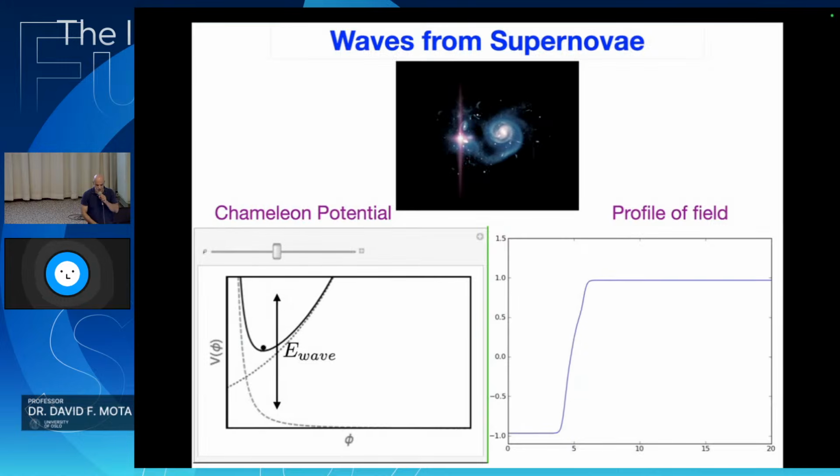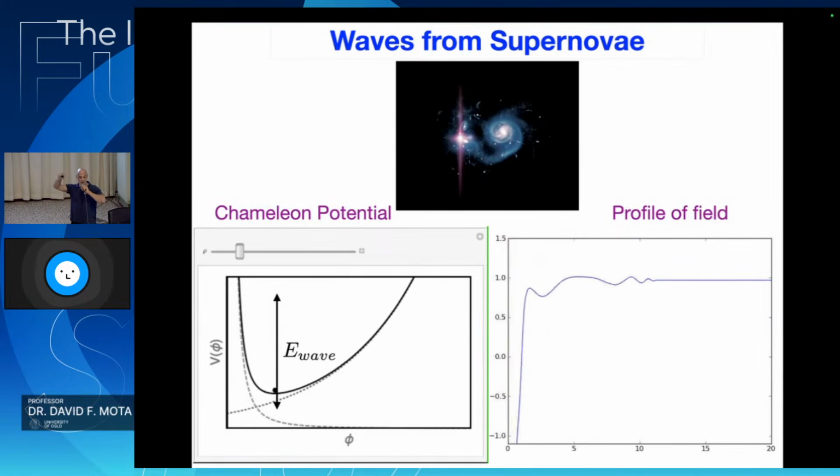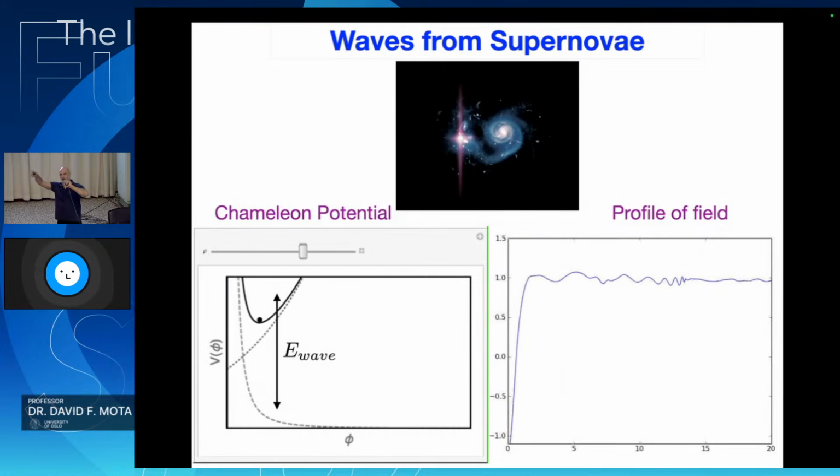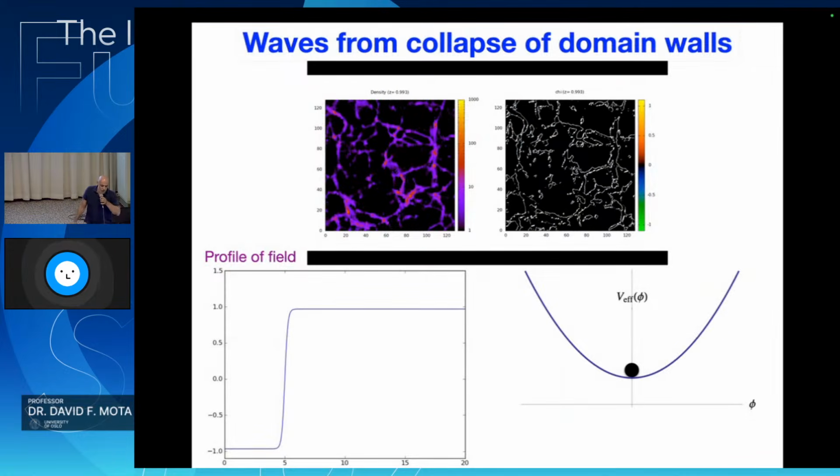This jump makes my scalar field profile, which was fixed, start to oscillate. And my chameleon field is connected all over the universe. It's a continuous scalar field, so these waves propagate throughout the universe. If I have a supernova in my galaxy, they will propagate in my galaxy, enter the solar system, and affect the profile of my chameleon field, which was before very nicely quasi-static.